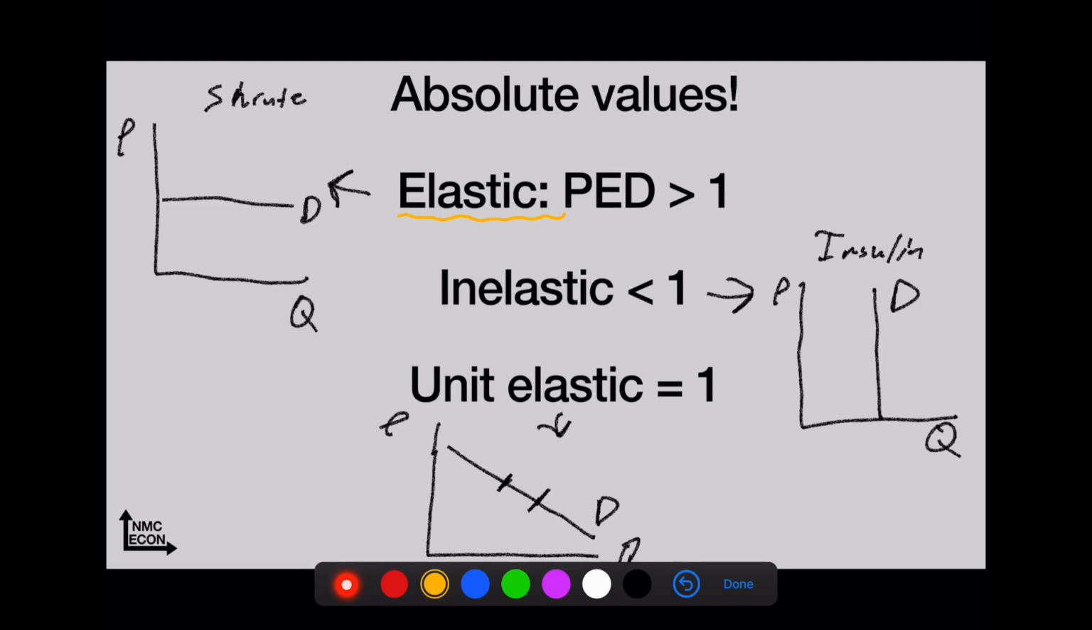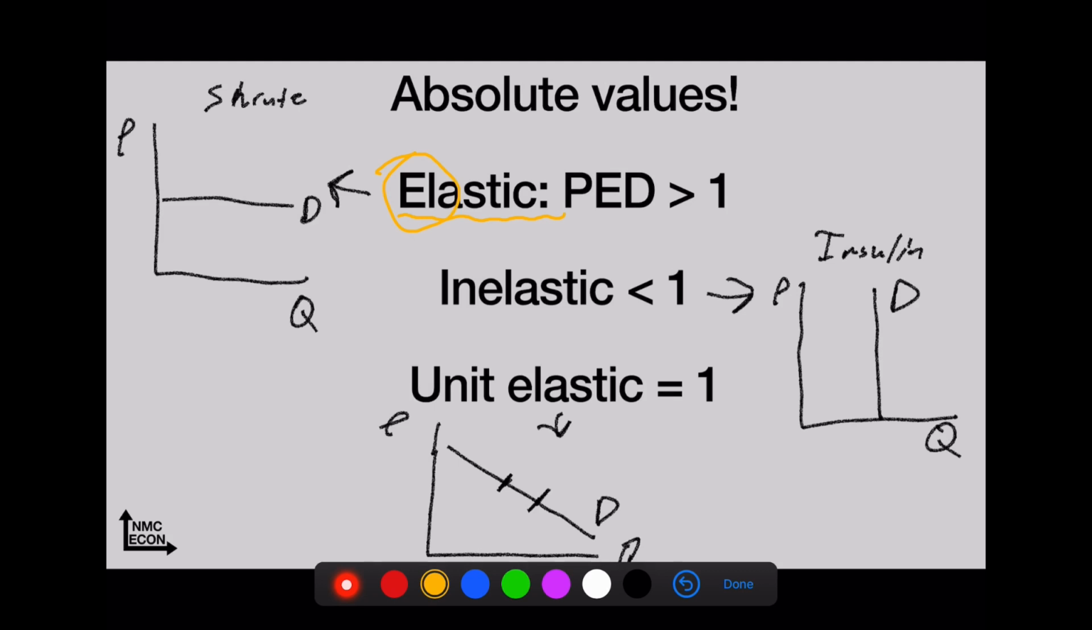The easy way to remember this is look at the dominant shape here in the capital letter E. It's horizontal lines. Well, guess what the shape of an elastic curve is? It's a horizontal line. You'll see that in commodity markets, maybe like agricultural products. Here in Schrute Farms, you might see something like that.